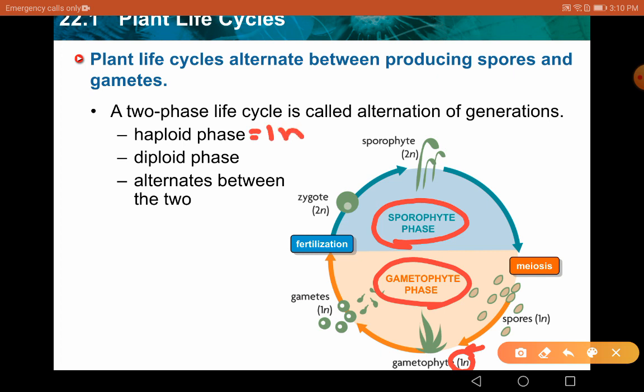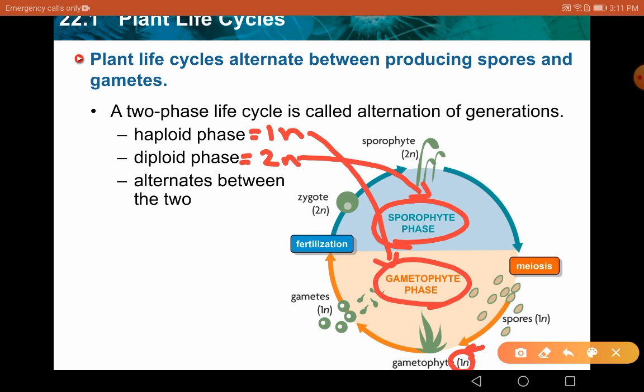Which phase has the haploid number? For sure, if you look at the figure, you will find that 1n is related to the gametophyte, starting from spores, developing into the gametophyte. Then this type of plant will produce the gametes, which have 1n or the haploid number of chromosomes. The second phase is named sporophyte, which is diploid. Diploid means equal to 2n, which is related to the sporophyte phase.